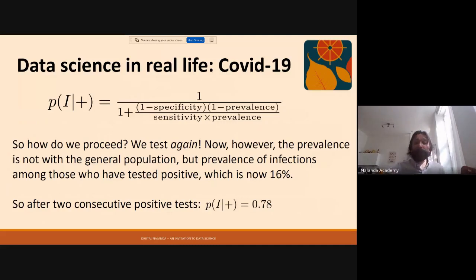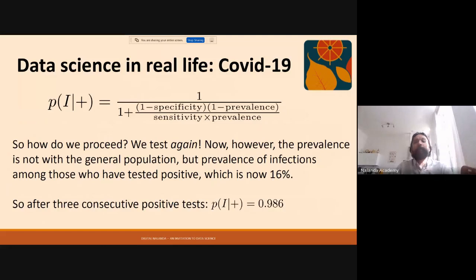So 78% of people who have 2 consecutive positive test results are indeed infected. But that's still not good enough. I mean, that's still 22% of people left over who aren't infected given a positive test result. So what do we do? We do it again.